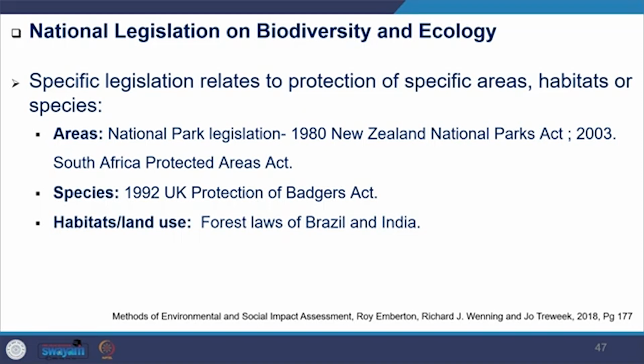There can also be legislation specifically for species. These regulations usually supplement the overarching national legislation. You can have very species-specific ones, for example the 1992 UK Protection of Badgers Act, which only focuses on badgers. Then you can also have habitat or land use specific legislation. These relate to specific habitats or land uses but have implications for ecological conservation. Examples are the forest law of Brazil or the forest law of India.